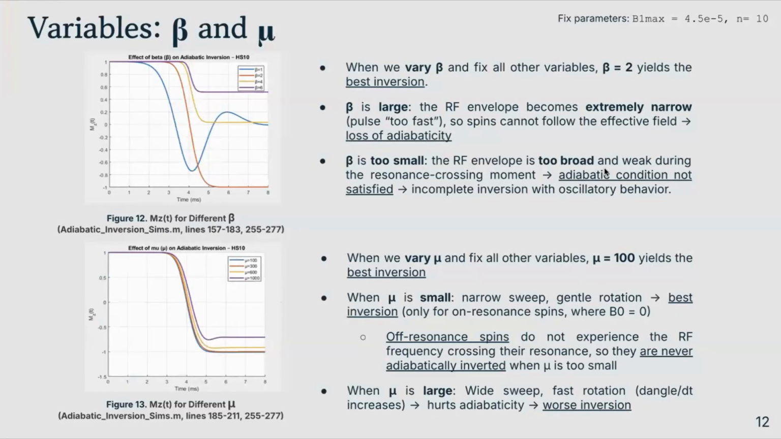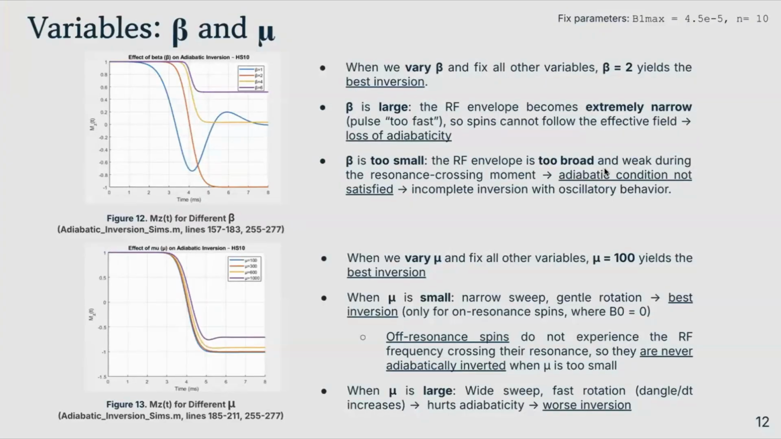And then when beta was too large, the envelope was too narrow, meaning that the pulse moves too fast and the spin can't follow the effective field. And that doesn't fulfill the adiabatic condition either, so we only get partial inversion. When beta is too small, the RF envelope is too broad during the resonance crossing moment, so that also doesn't satisfy the adiabatic condition, and we see oscillatory behavior.